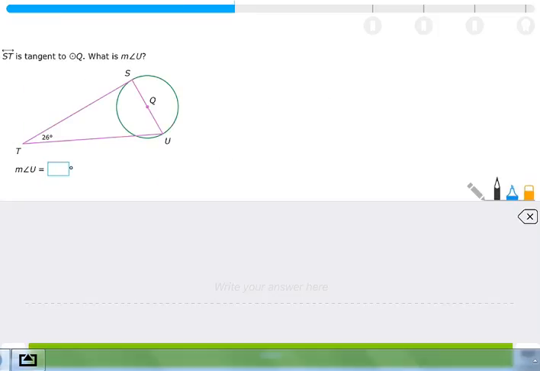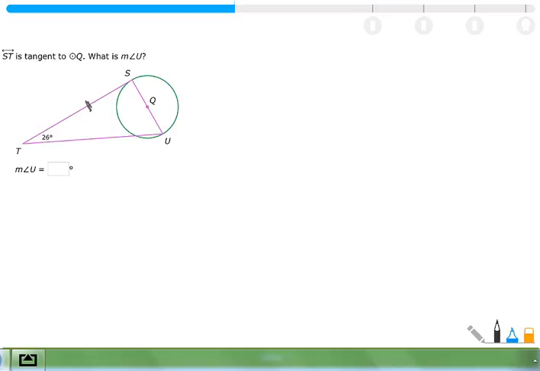Okay, so now this kind of almost looks like two tangent lines, so you might want to jump to the assumption that, oh look, this and this are congruent, but that's not the case because actually this is a secant down here. So let's look at what we've got. So ST is tangent to Q. So we know that this is a right angle because that one's tangent. What is the measure of angle U?